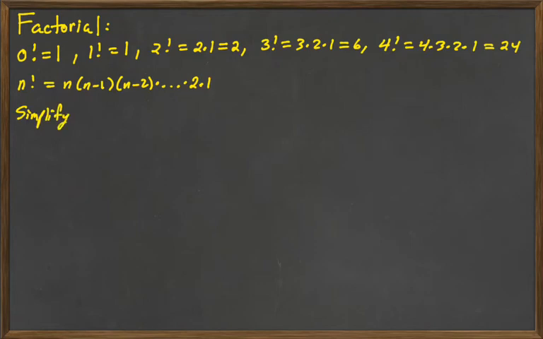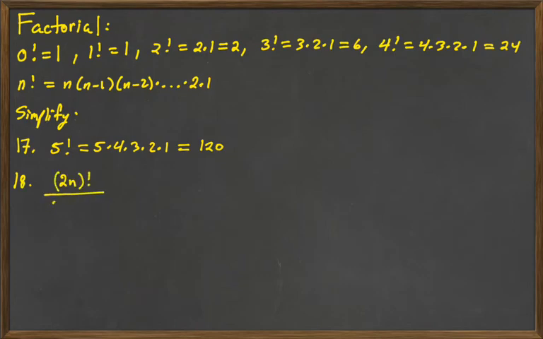So we're going to simplify some expressions involving factorial. So let's suppose that we have 5 factorial. That means 5 times 4 times 3 times 2 times 1, which is 120. Now consider 2n factorial over 2n plus 1 factorial. We'll end up having expressions like this a little bit later on. So it'll be good to work with expressions like this.